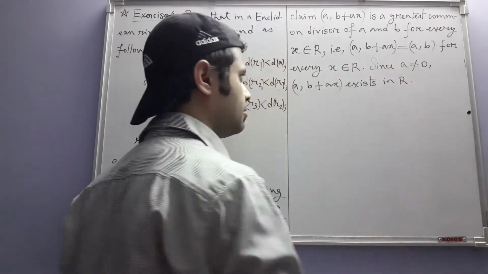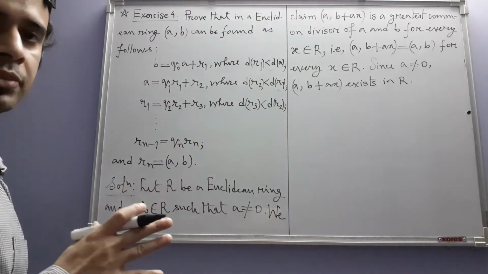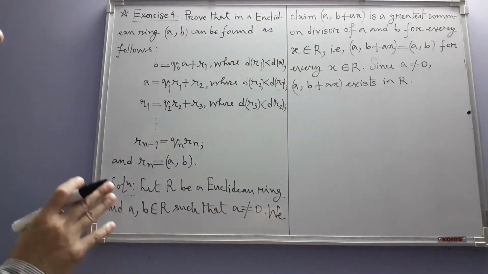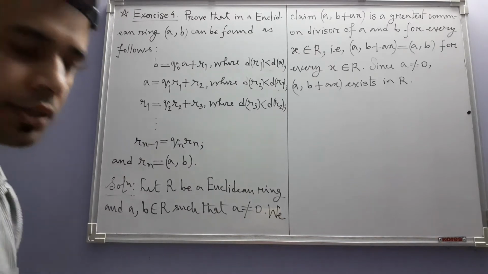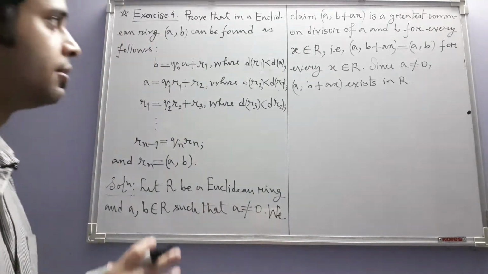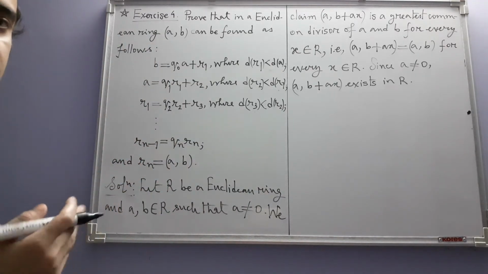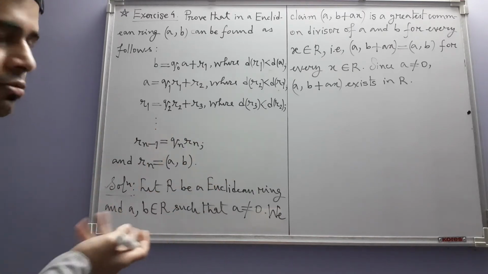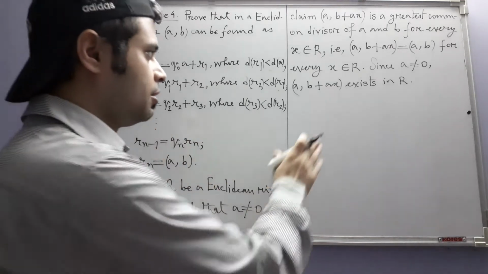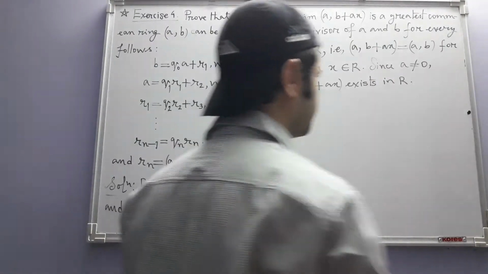The GCD exists in R. It comes from the result which says that the GCD of two elements in a Euclidean ring exists if at least one of them is non-zero. So here we already have a non-zero element, so there is no problem with the existence of this.